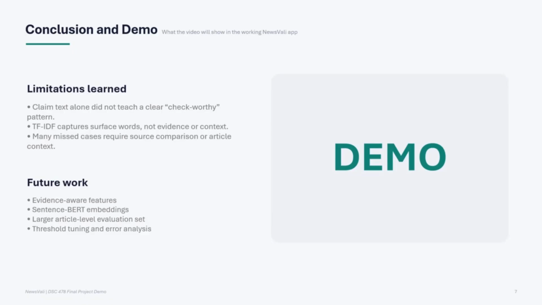Conclusion and future work. The main limitation is that claim text alone does not always show whether something is worth checking. TF-IDF captures surface words, but it does not understand evidence or article context. Future work would include evidence-aware features, Sentence-BERT embeddings, a larger article-level evaluation set, and better threshold tuning. Now I will show a short demo of the working NewsVali application.